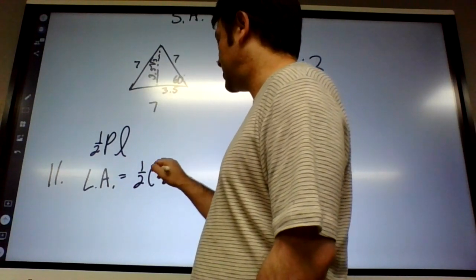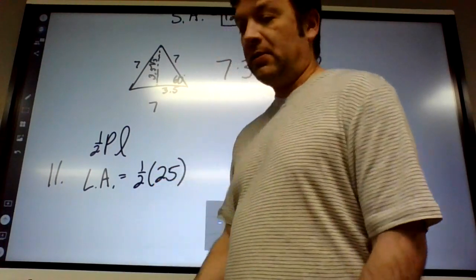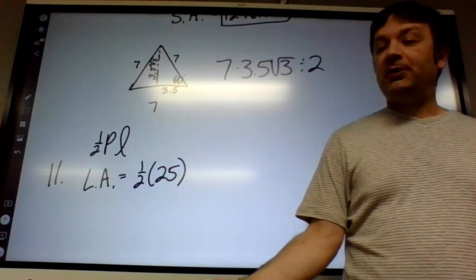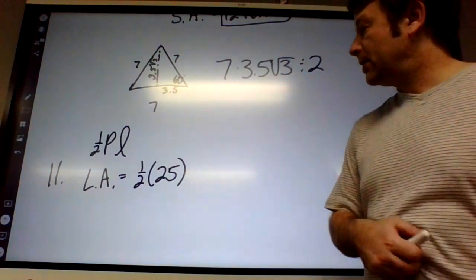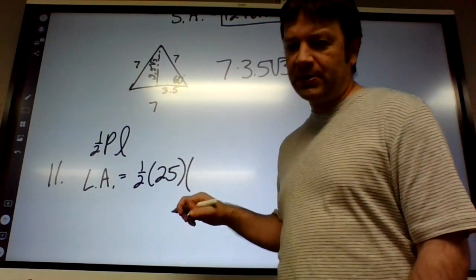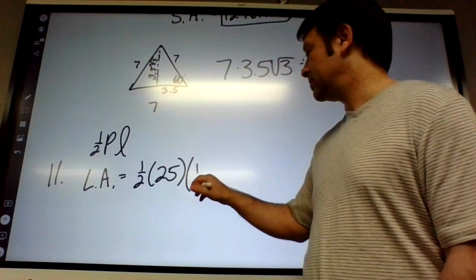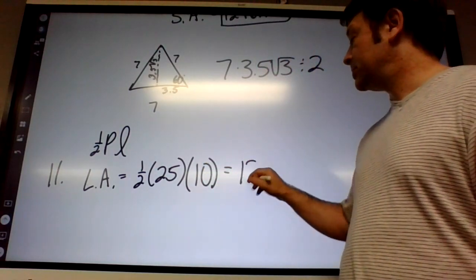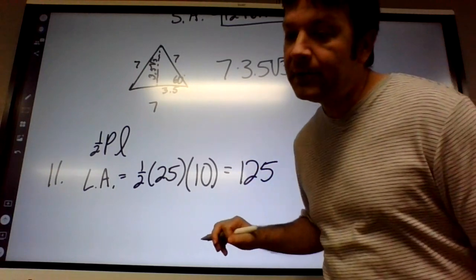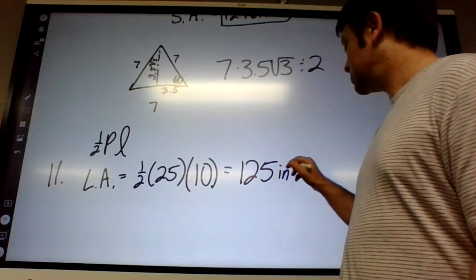You guys see where she got that? Yep. The base is a pentagon with 5 on each side, so 5 times 5 is 25. What's the slant height? 10. Okay, so that will be the lateral area. It looks like it's 125 inches squared.